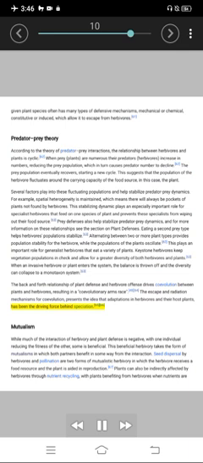Mutualism. While much of the interaction of herbivory and plant defense is negative, with one individual reducing the fitness of the other, some is beneficial. This beneficial herbivory takes the form of mutualisms in which both partners benefit in some way from the interaction. Seed dispersal by herbivores and pollination are two forms of mutualistic herbivory in which the herbivore receives a food resource and the plant is aided in reproduction.